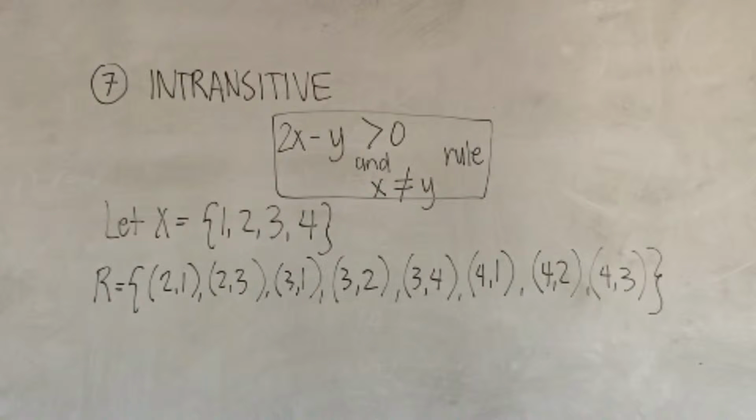Property, we will be applying the said rules to come up with pairs that satisfy the rules. For example, the pair (2, 1) satisfies the rules because if we substitute the x and y values in the equation, we will get an answer of 3, which is greater than 0. And for x is not equal to y, 2 is not equal to 1.